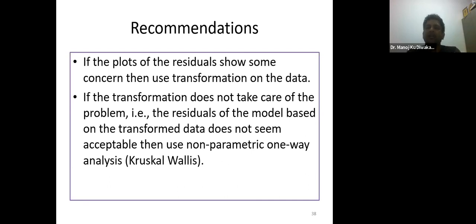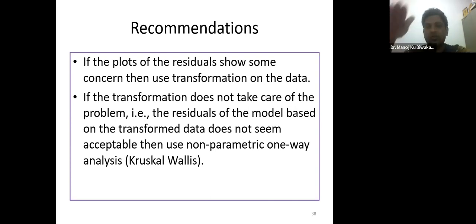So there are two ways. If you are not following the assumptions, you need to transform your data. You can use the log transformation, or divide by some value, to reduce the magnitude. With this kind of transformation, you can check the assumptions again. If they are fulfilled, then you can go for the parametric methods, or for the analysis of variance.